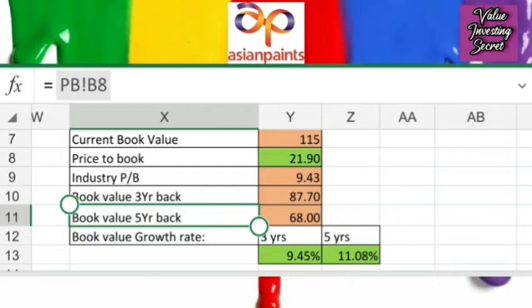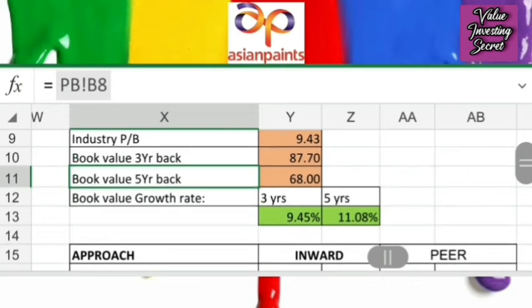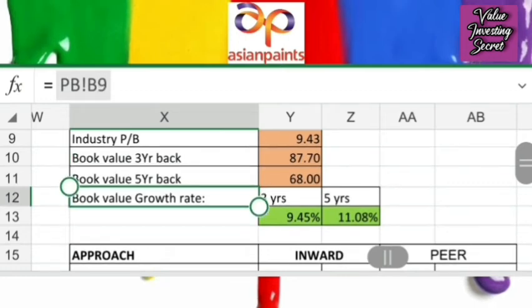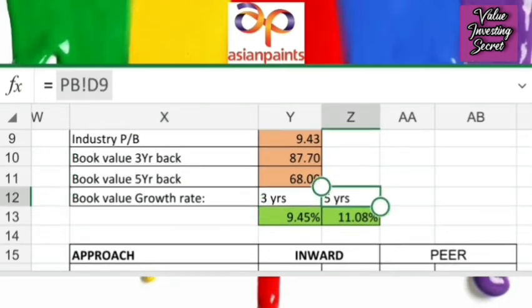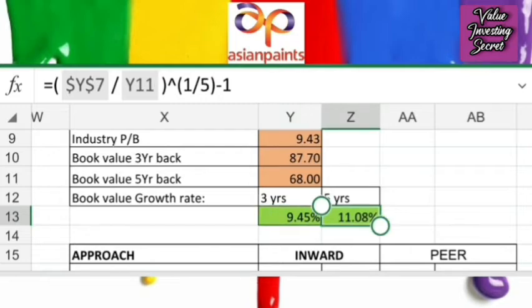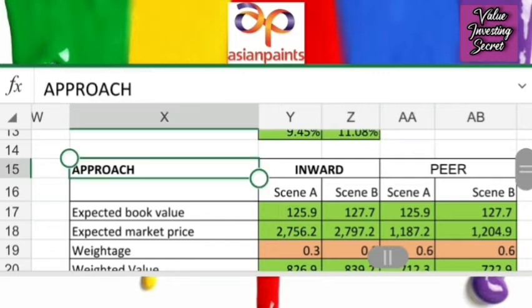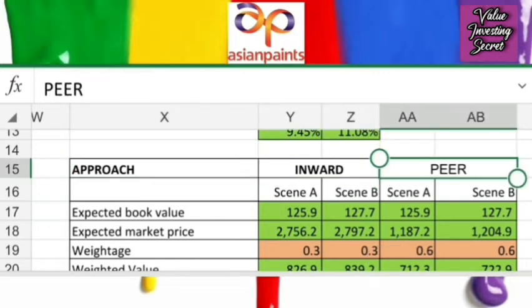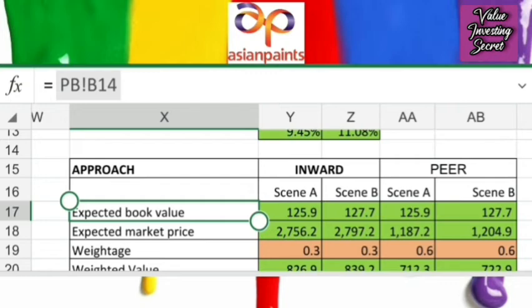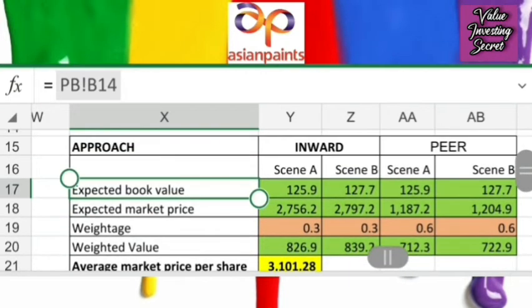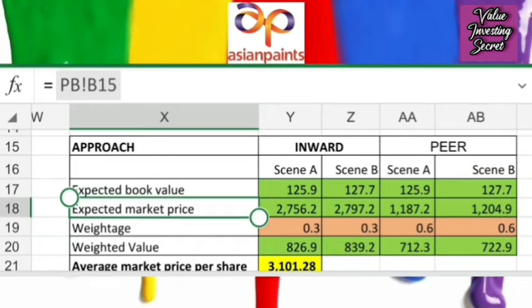So I have taken the data of 3 years back book value and 5 years back book value. Then the growth is calculated. If I consider the 3 years growth and 5 years growth, it is 9.45% for 3 years and 11% for 5 years. Then I did the inward and peer approach in this method also. Here also I have considered two scenarios, that is if the book value grows at the rate of 3 years or at the rate of 5 years, that is scenario A and scenario B.